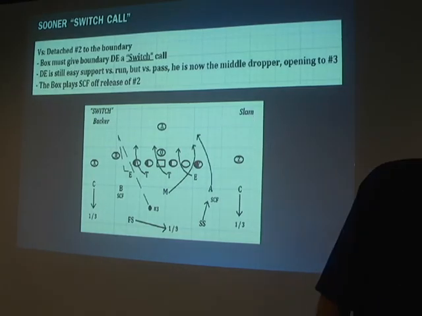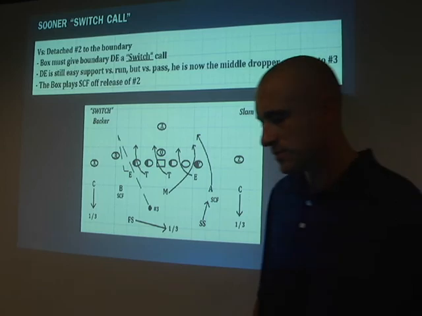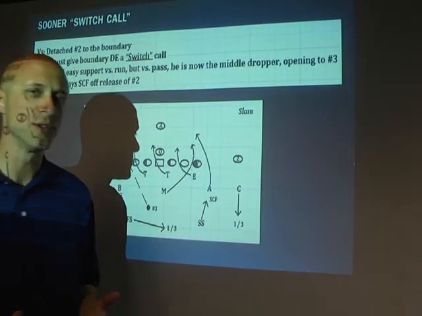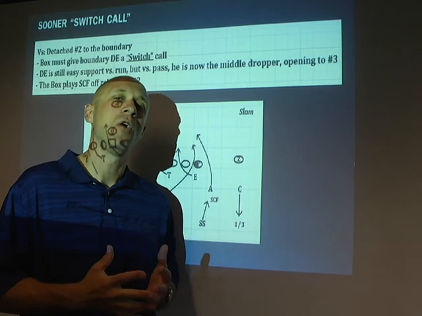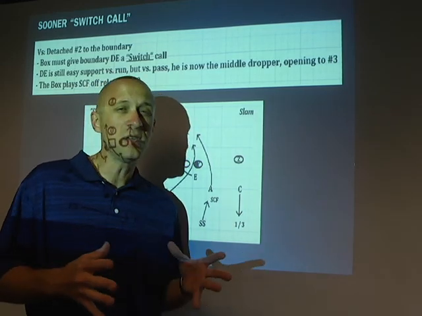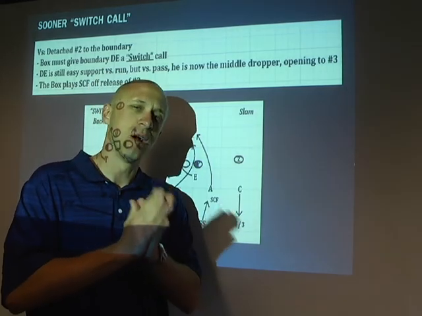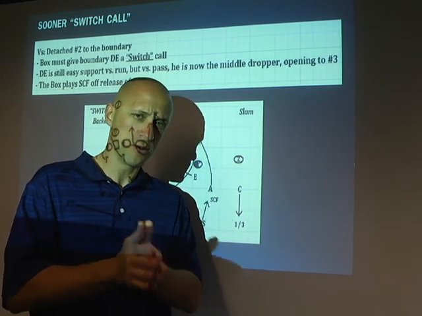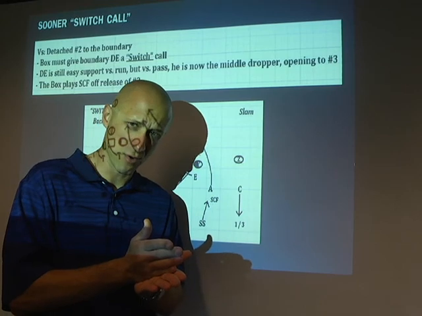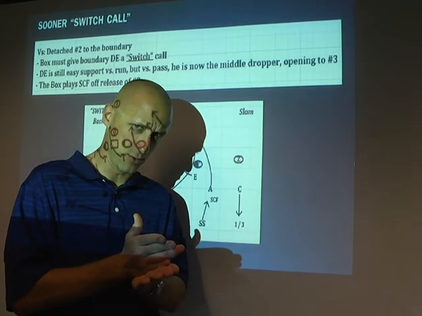Now, there's a change in our rules. We should know this as defensive ends, whether or not we get a call from the linebacker saying easy or switch. This is something that's on us, that we need to know. Very simple rules. If we hear Sooner, we're easy support to the boundary.